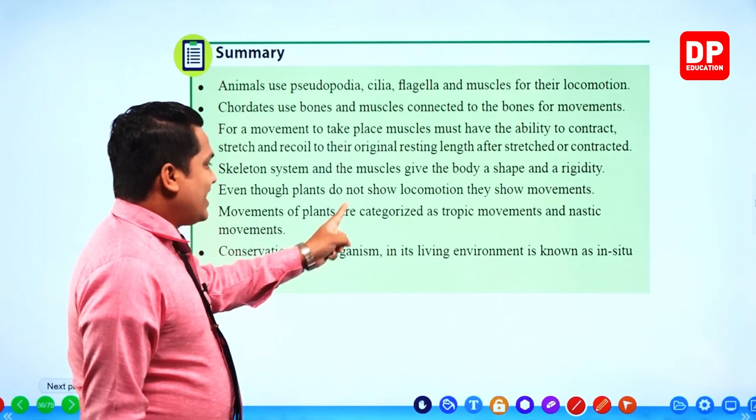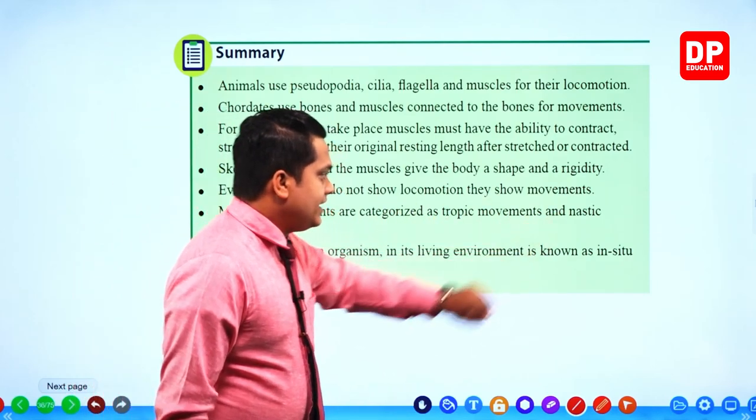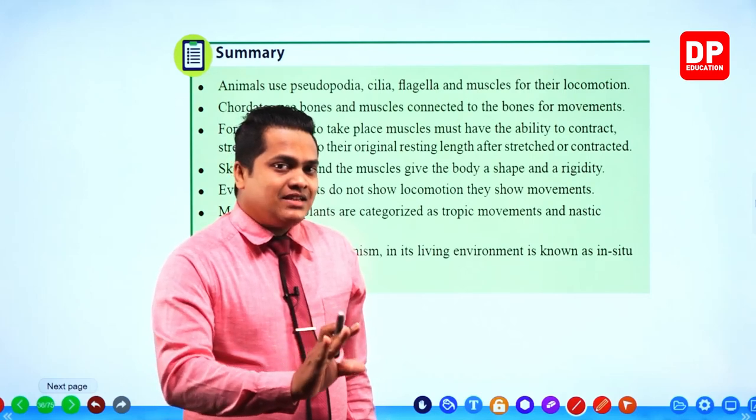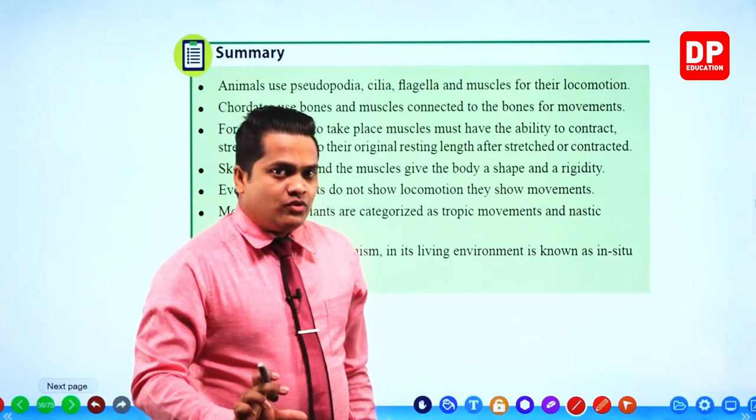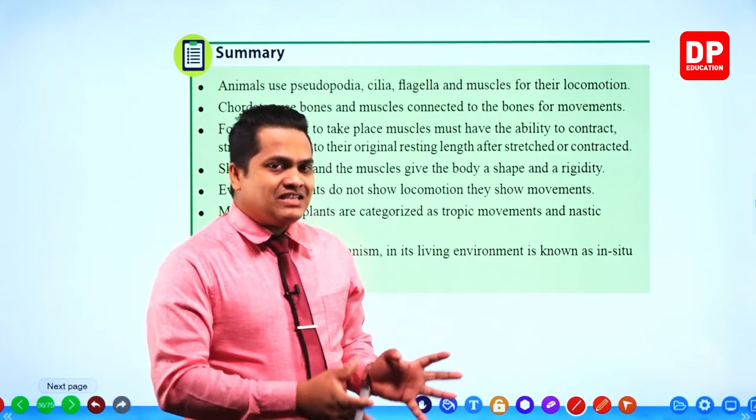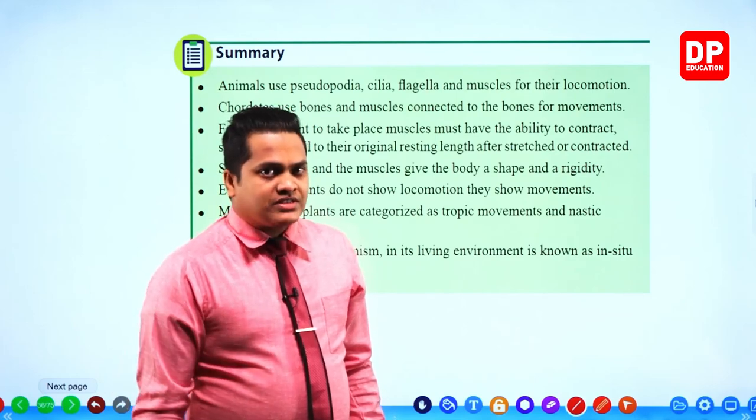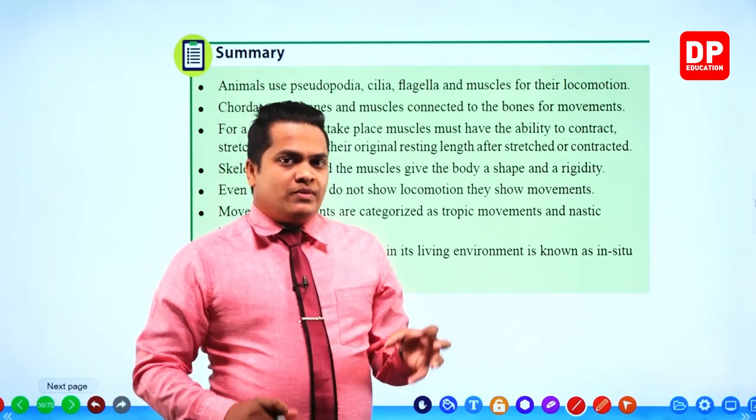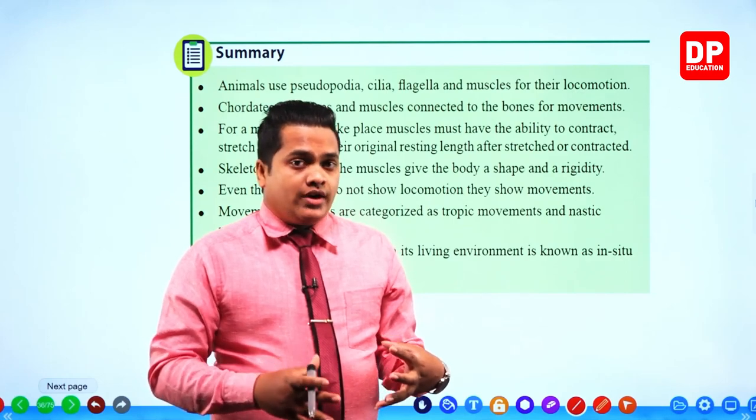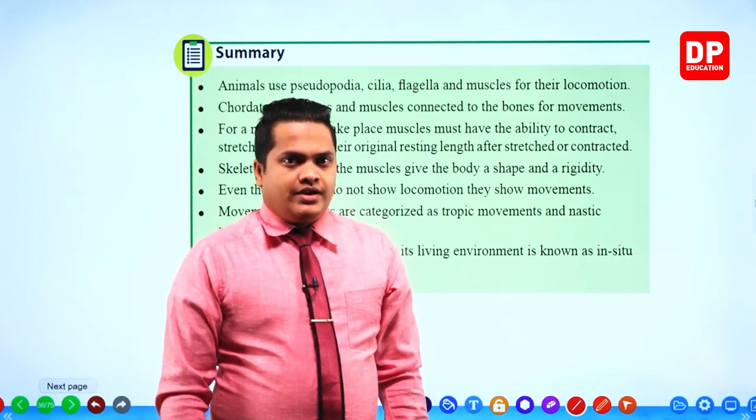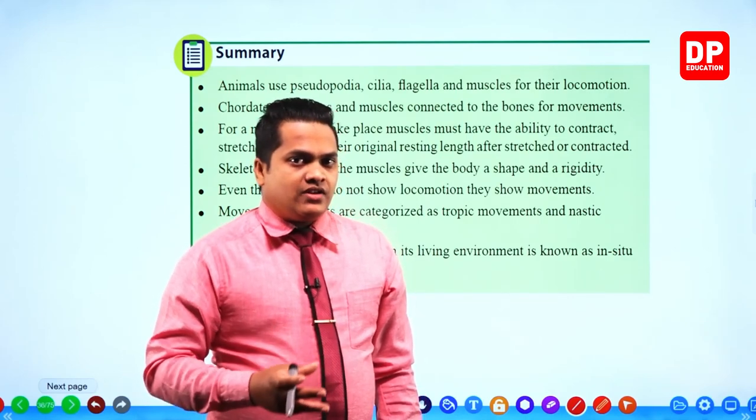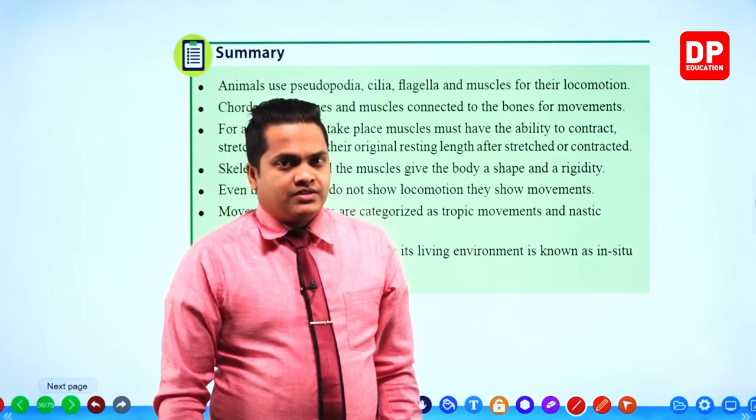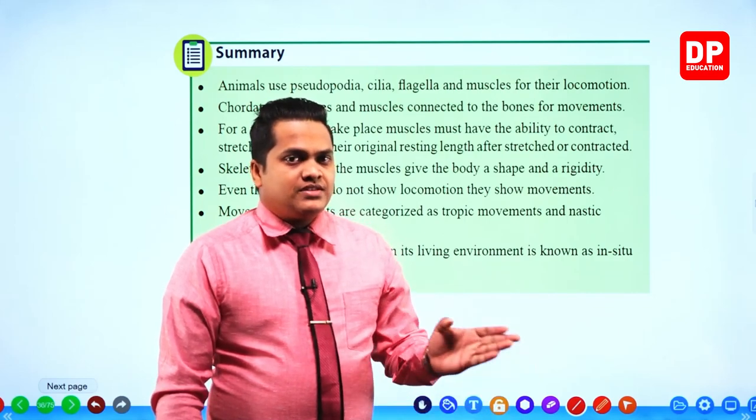Movements of plants are categorized as tropic movements and nastic movements. Tropic movement means, my dear children, a movement where there is a relationship between the direction of the stimulus and the direction of the response. Mainly these occur because of the action of growth substances. Then nastic movements, my dear children. Nastic movements mainly occur because of touch change or pressure change, right? Mainly the pulvinus located within the petiole or the leaf base helps with nastic movements. Okay, so tropic movements and nastic movements.